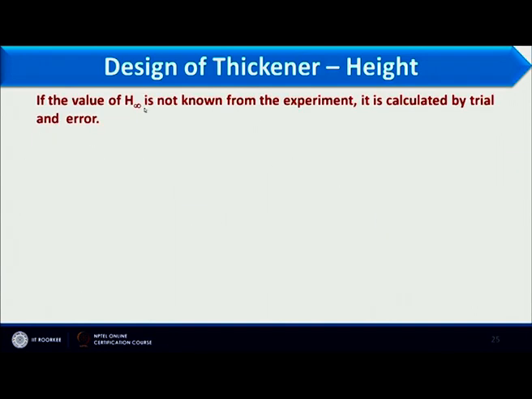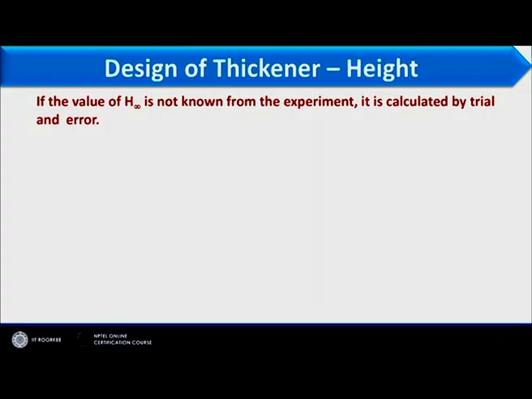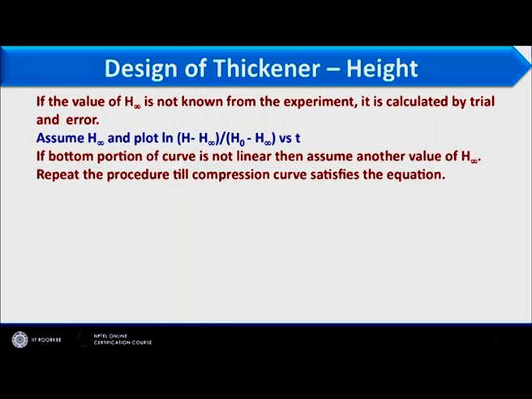Now if the value of H infinity is not known from experiment, it can be calculated by trial and error. Usually we find H infinity through a batch sedimentation test, but if it is not available, we have to go for trial and error. What do we have to do in this case? We have to assume H infinity and plot log of (H minus H infinity) divided by (H naught minus H infinity) versus time. If the bottom portion of the curve is linear, then the assumed value of H infinity is correct.